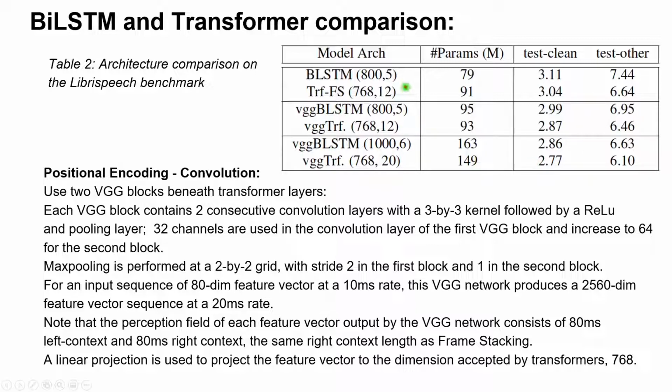If you see here, the number of layers is increased from 12 to 20 and the WER reduces, but in that case the parameter size grows, let's say from 93 million to 149 million in the case of the transformer, and from 95 million to 163 million in the case of BiLSTM. Here I just provided some details about how VGG is used for positional encoding. I'll not go into the detail.